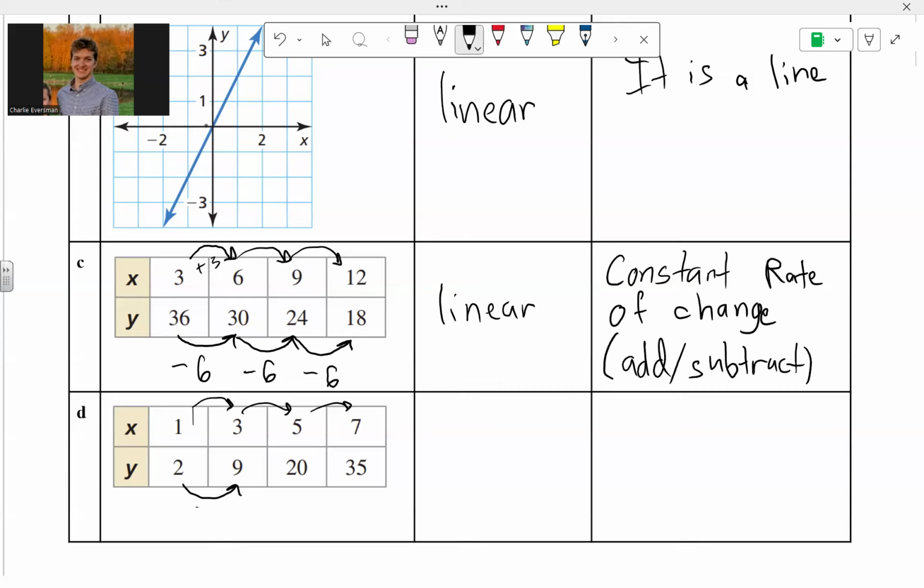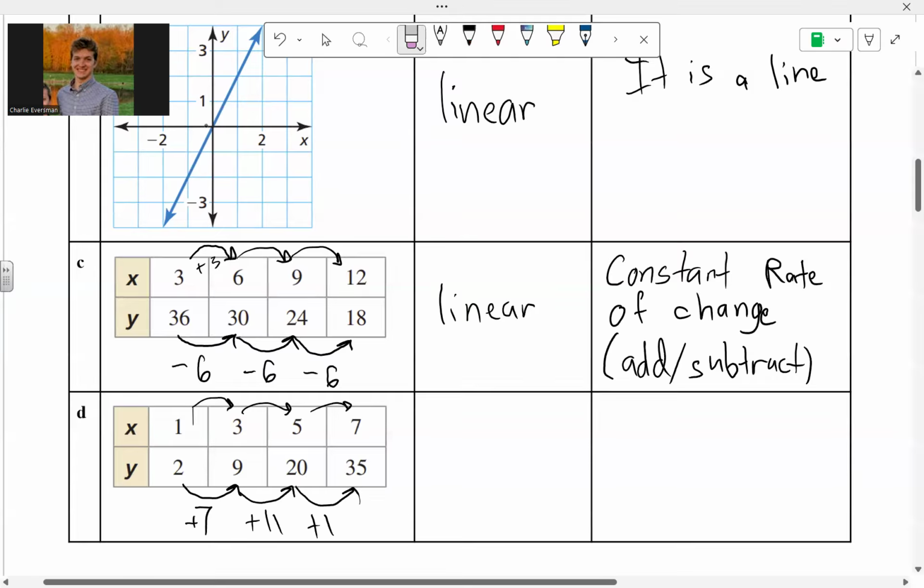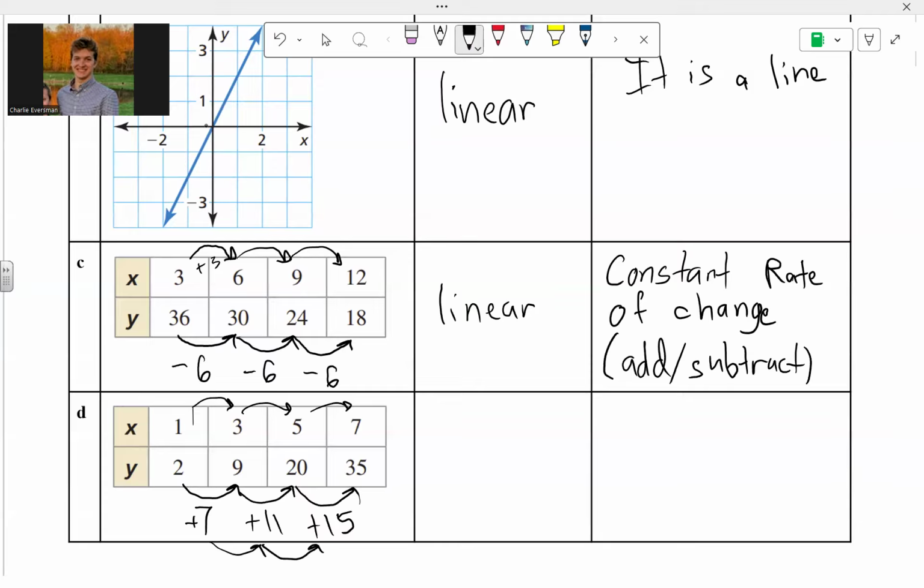So here I have +7. Here I have +11. And then at the very end, I have +15, right? And so the difference between these is +4, +4, +4, right? So the rate of change of the rate of change is different. And again, that's a calculus question.